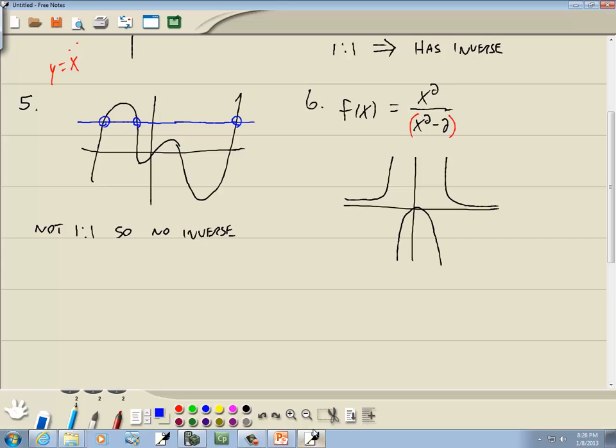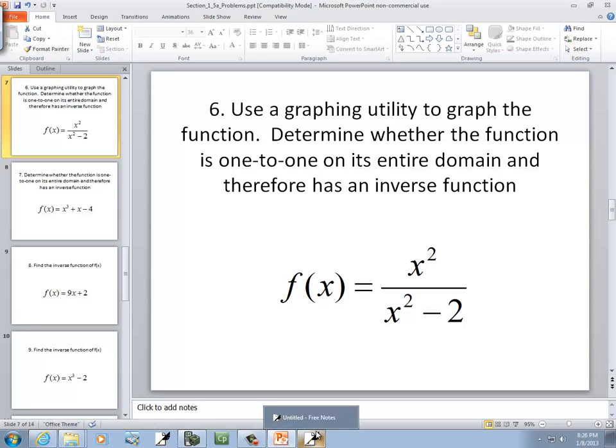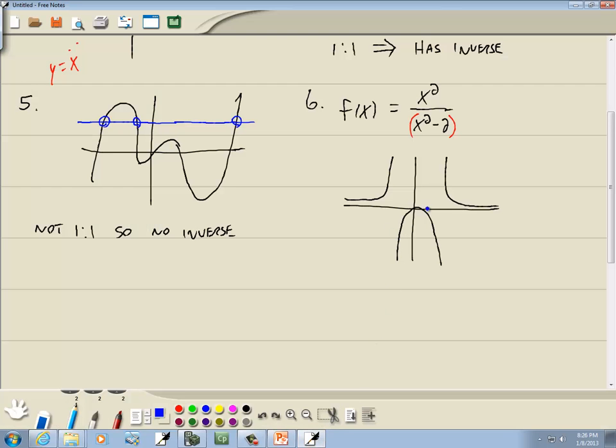So the question is, determine if it's one-to-one and therefore has an inverse. Well, is there any place I can draw a horizontal line that intersects at two more places? Well, there's a lot of places. If I drop one here, it's two more places. If you find any horizontal line that intersects at two or more places, that means it's not one-to-one. So no inverse.